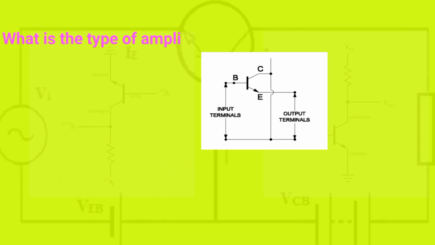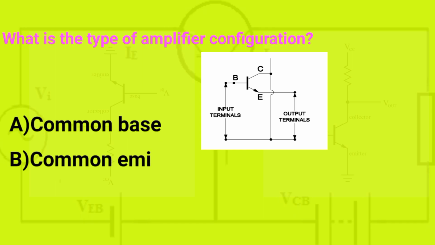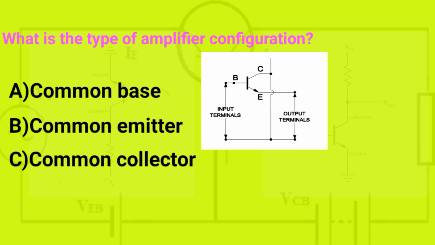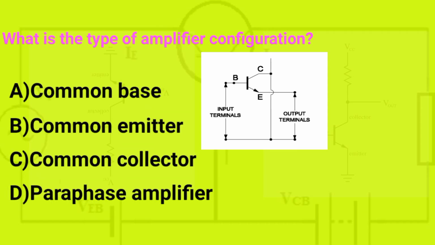What is the type of amplifier configuration? Option A common base, Option B common emitter, Option C common collector, Option D paraphase amplifier.